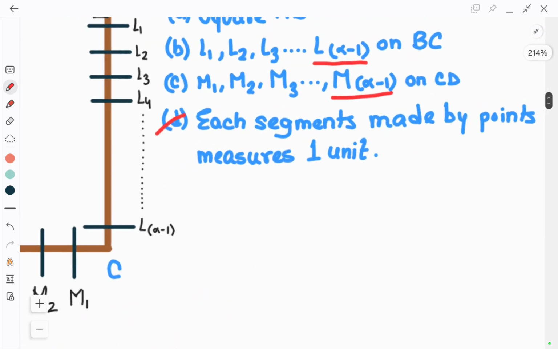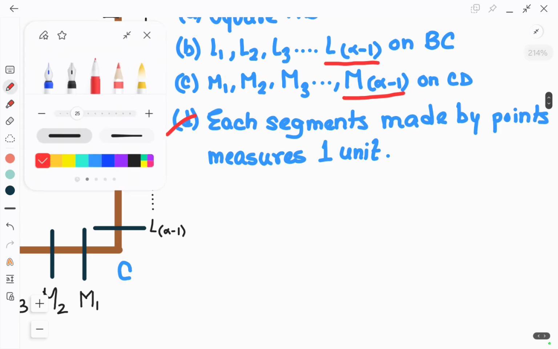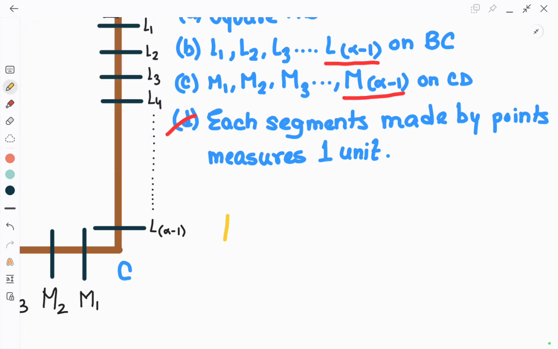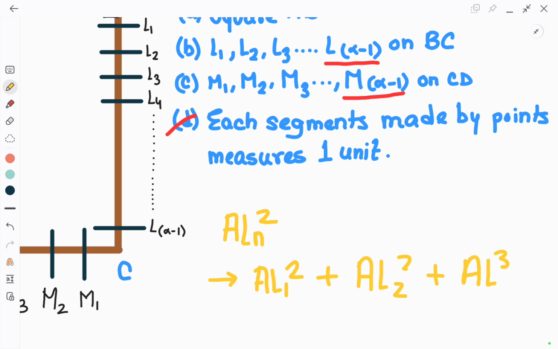First we will think about ALn square, taking it aside. What can it be? It is actually sigma, for n starting from 1, so AL1 square plus AL2 square plus AL3 square, and like this up to AL alpha minus 1 whole square.